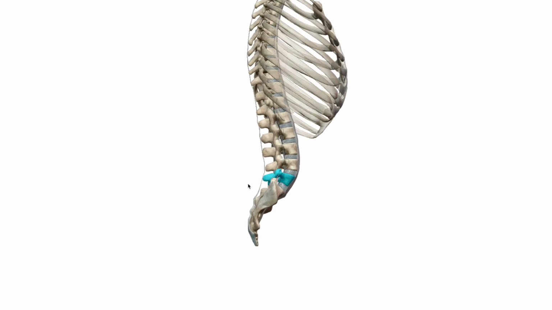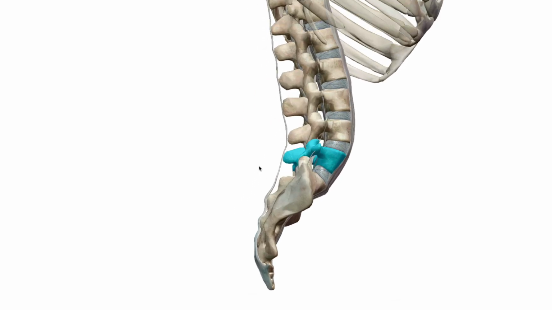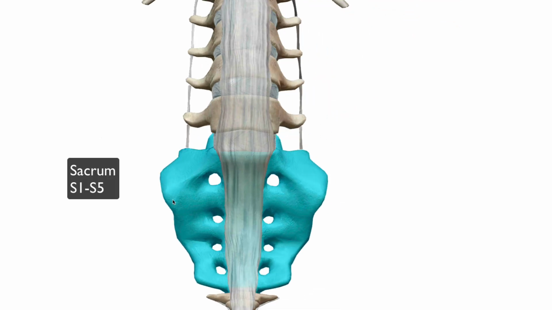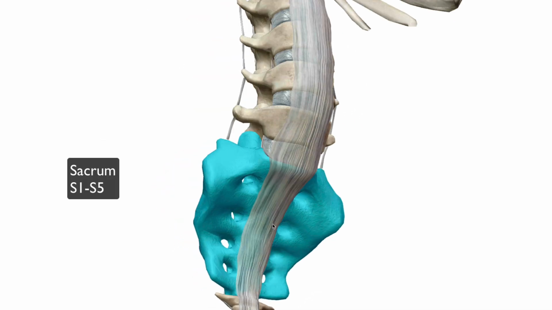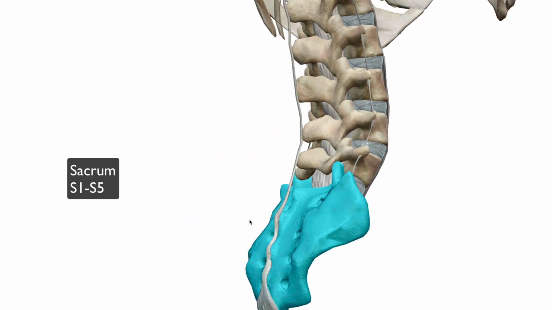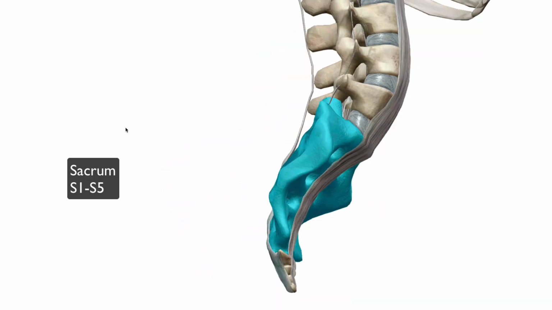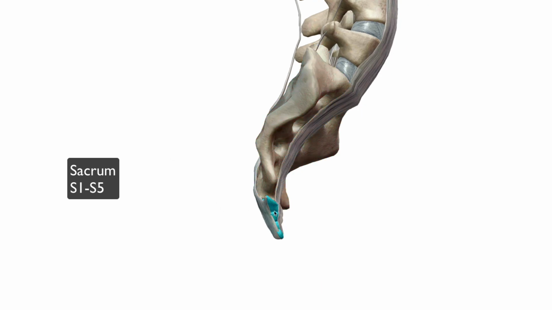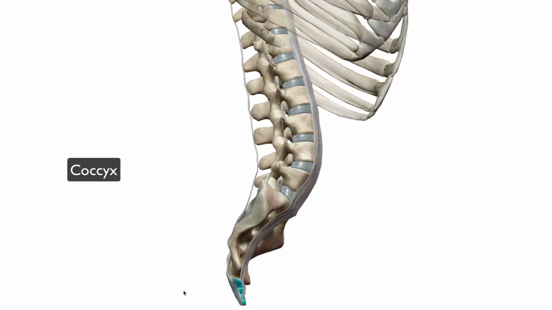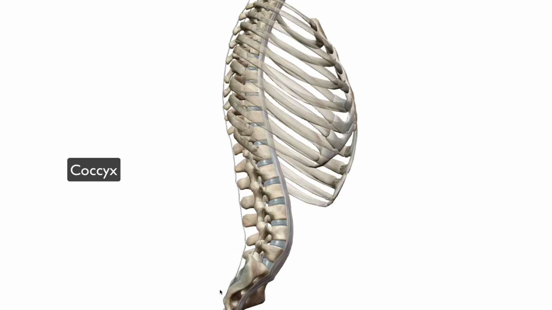So last but not least, at the very tail end of all of this, we end up with the sacrum. Okay, so it's S1 to S5, and these vertebrae are fused together. So it's 5 vertebrae that are fused together, and then at the very end, you have your tailbone or your coccyx. Okay, so you essentially end up with 33 vertebrae that are split up into these 5 sections in your spine.